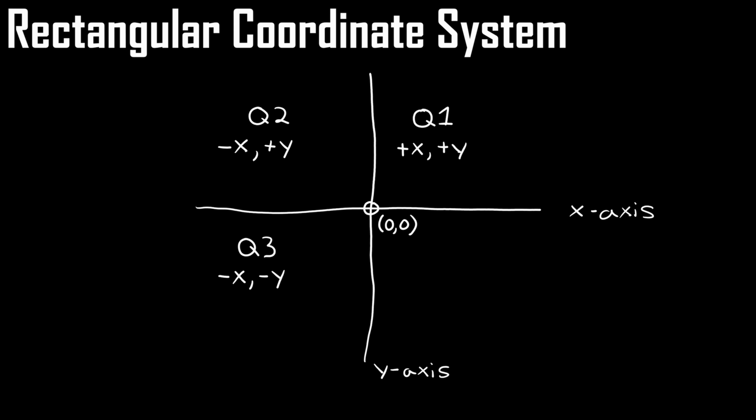Finally, in quadrant 4, x is positive and y is negative.